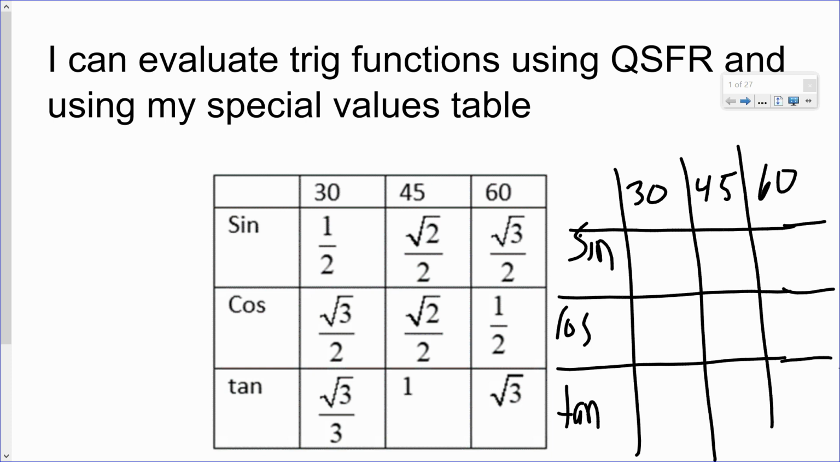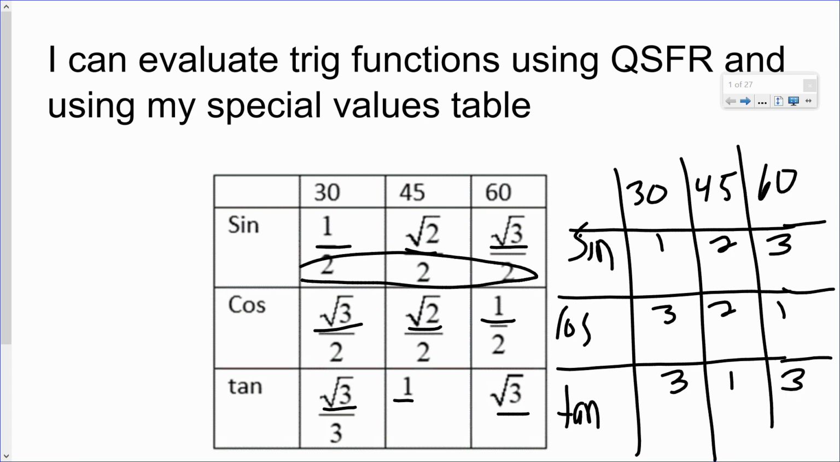So 1, 2, 3, 3, 2, 1, 3, 1, 3 are my numerators. My first 2 rows, 2 is on the bottom for all of them.